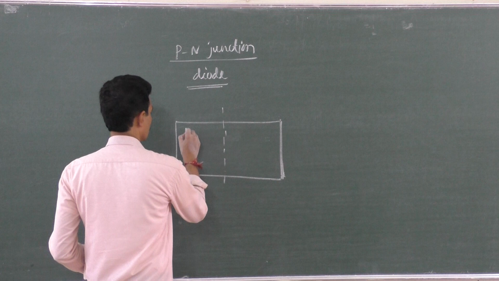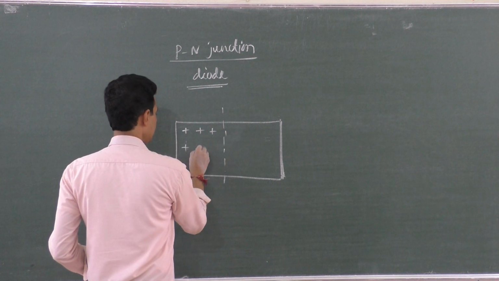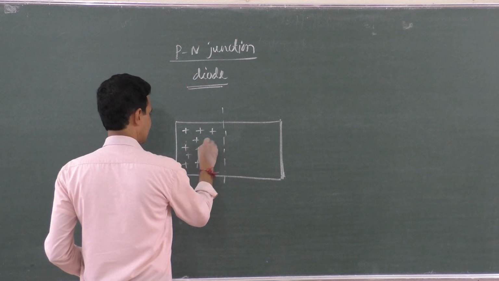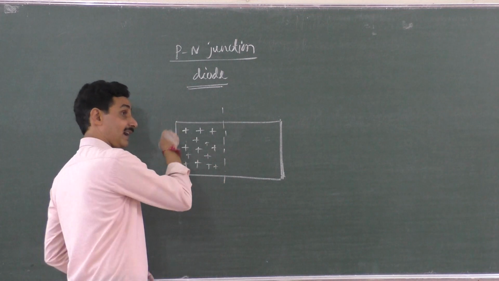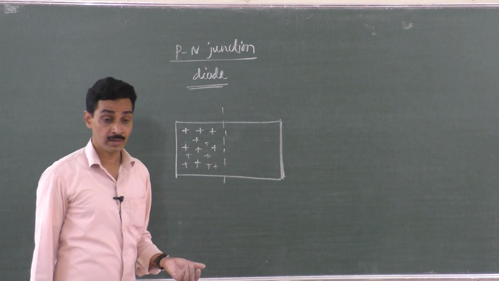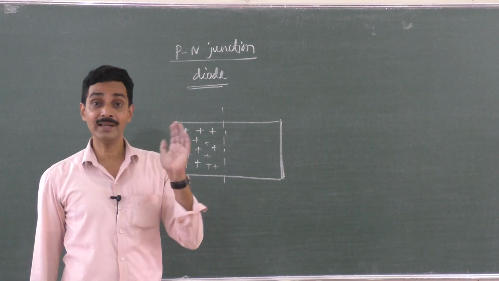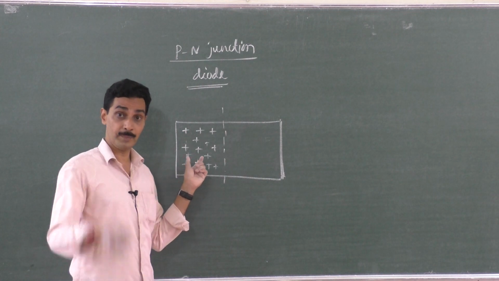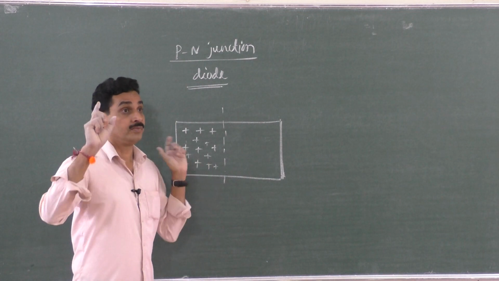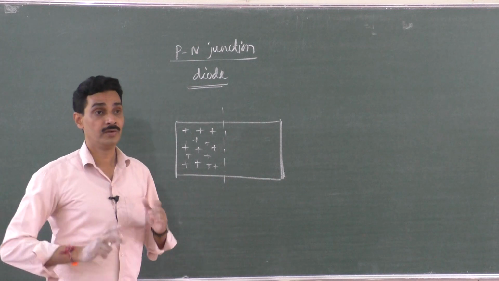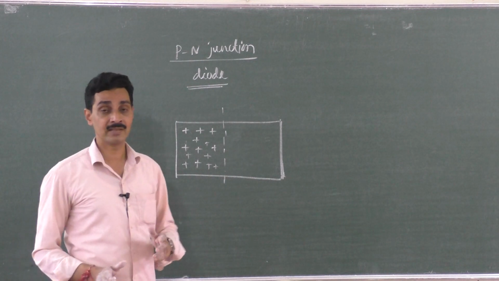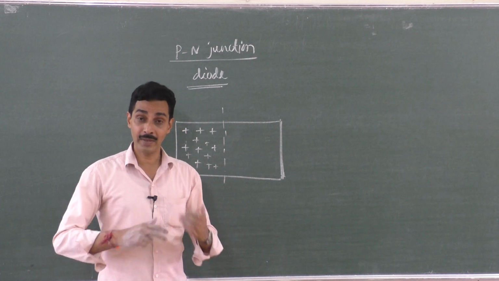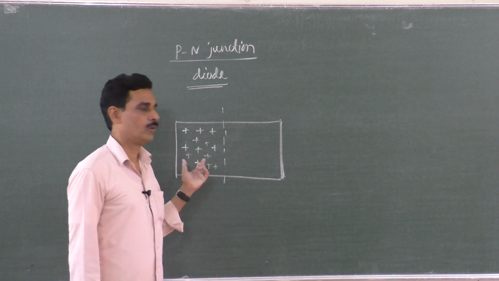So shall I show those holes like this? That doesn't mean that I am showing positive charges. Remember that I am not showing that this side is positively charged. I am showing the free charge carriers. I am not showing that I have some extra positive charges compared to the negative charges. No, no. There are equal numbers of positive charges as well as negative charges. But which are free? When you compare free numbers, holes are more.